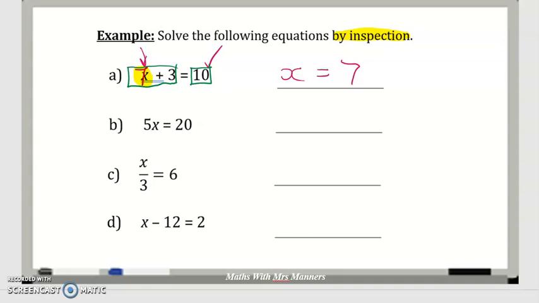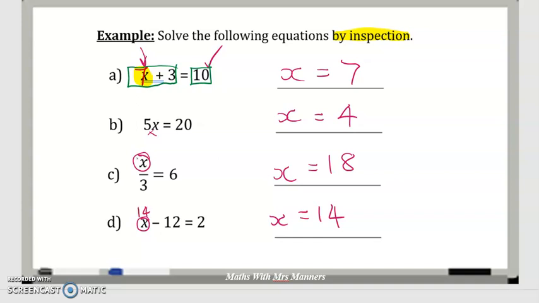All right, let's go through the answers. So this next equation says 5 times some number equals 20. I hope you know that 5 multiplied by the number 4 gives you 20. This one says a number divided by 3 will give you 6. I can think of a number that I divide by 3, and that is 18. And this equation says a number, take away 12 gives me 2. Well, if I start off with the number 14 and take away 12, I do get 2.